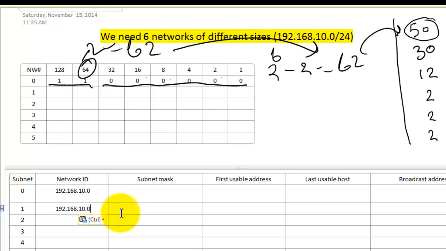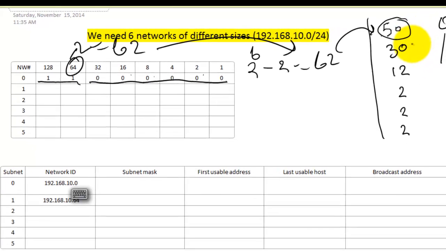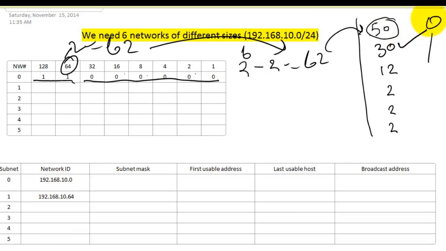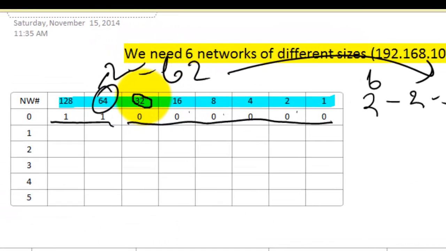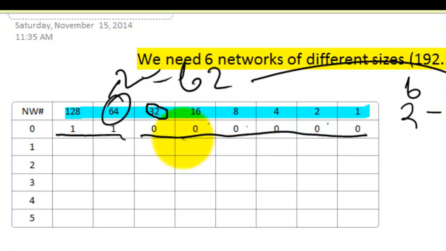Will be 64, right? So now we need to find the subnet for the 30. Which one is closer to 30 from those here? I would say the closer one to 30 is this. Even though when we do minus 2, we still have 30, which is enough, right? So 32.